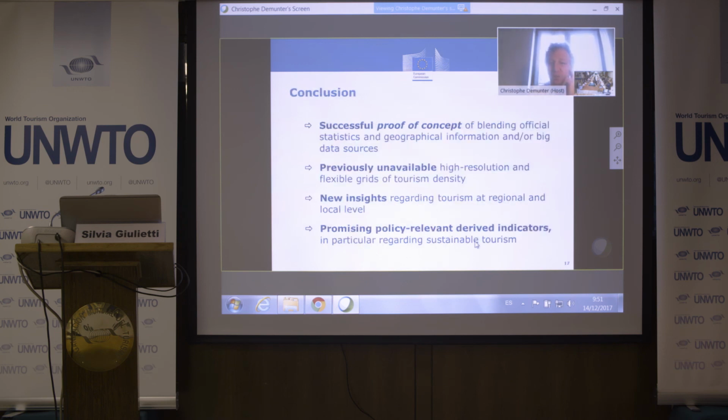So to conclude, we see that the data actually works. There is some kind of proof of concept that blending the official data with auxiliary sources, be it geographical, be it scrape data, can actually enrich the analysis. We have resolutions and really detailed grids that were previously not available. So this is really a big change for us. And we also see, because of this more detailed data, new insights, as the examples that I gave for the riverbeds in France. And we do see that there's quite a promising way of producing more policy relevant indicators compared to the quite dry data that we can publish now.